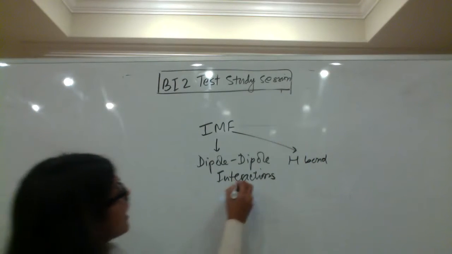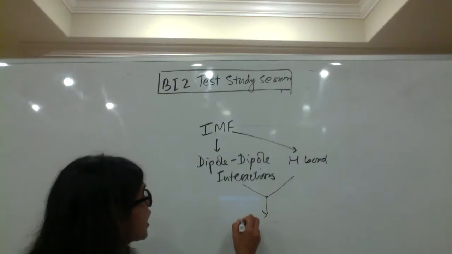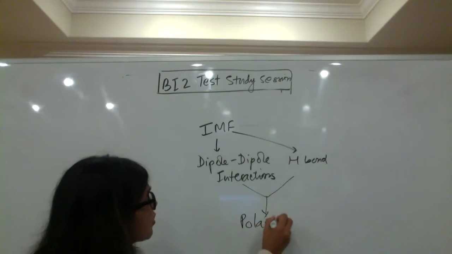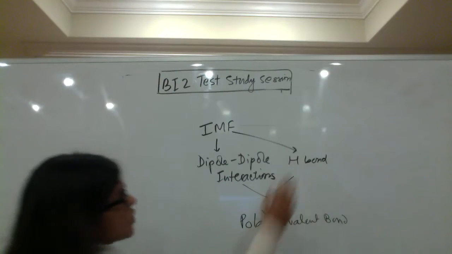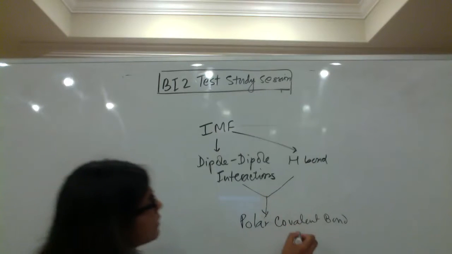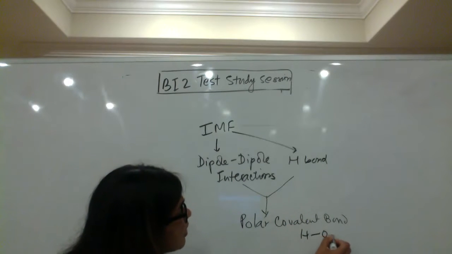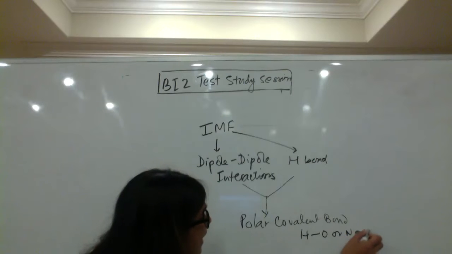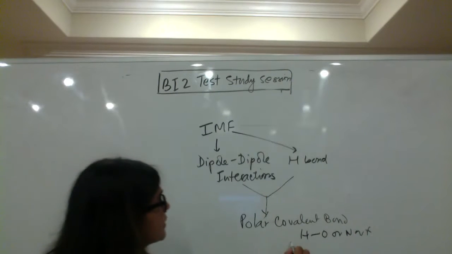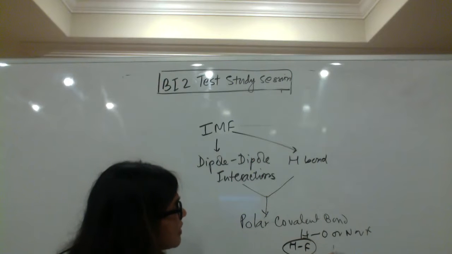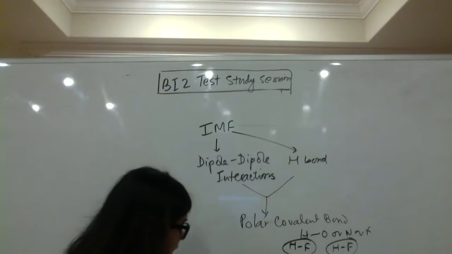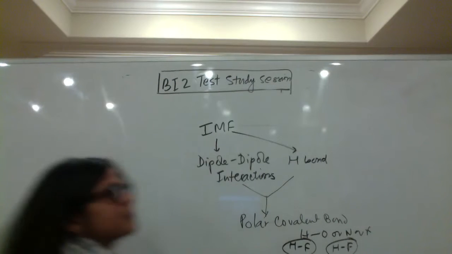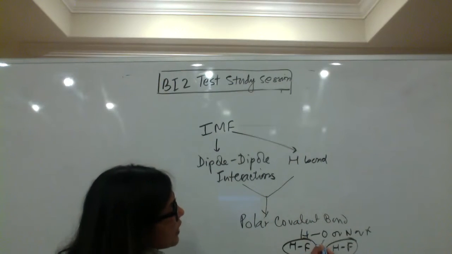These are the two, and both of these happen because of a polar covalent bond. And in case of hydrogen bond, this polar covalent bond is formed between hydrogen and O or N or F. And when that happens, that there is a polar covalent bond between hydrogen and one of these, then the intermolecular bond is called hydrogen bond.